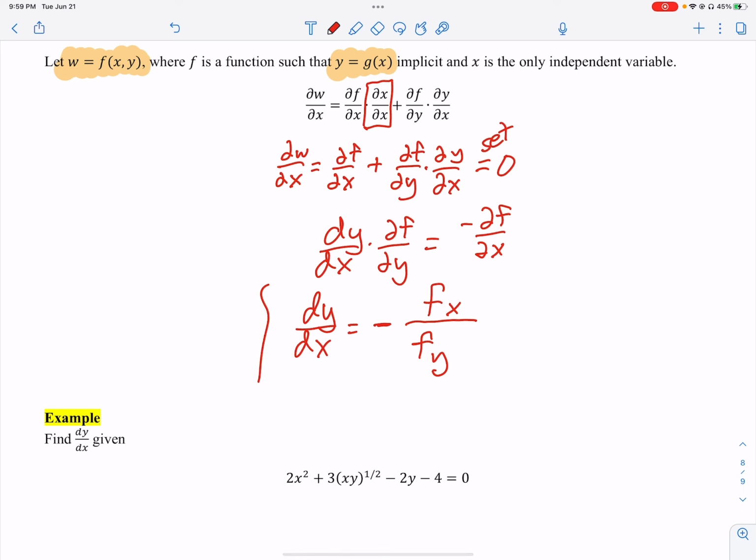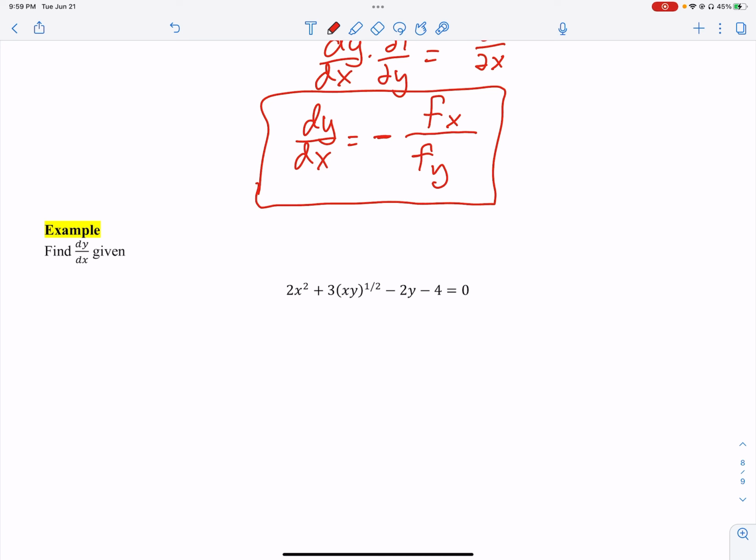This formula is big. It's huge. It makes finding our derivative in an implicit differentiation problem much simpler, because we can just find a partial with respect to x and a partial with respect to y and divide them. Let's get an example of this. Check this out. It's much quicker than what we're used to. I have the formula there.